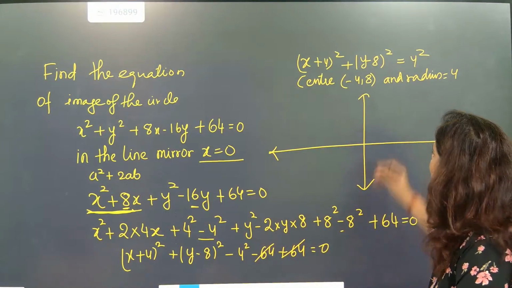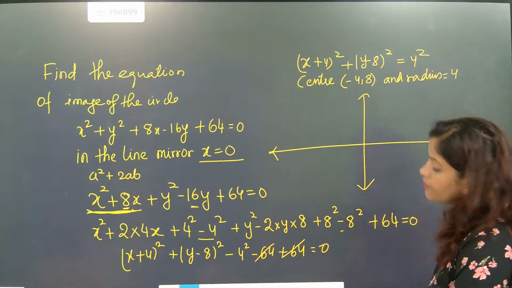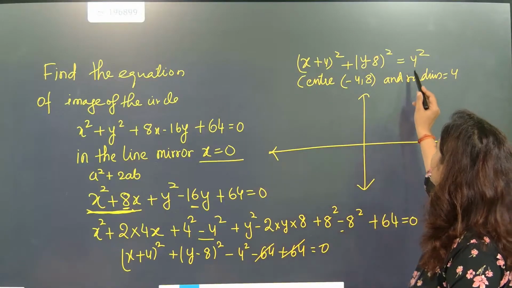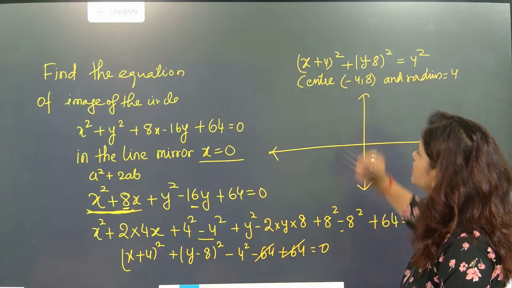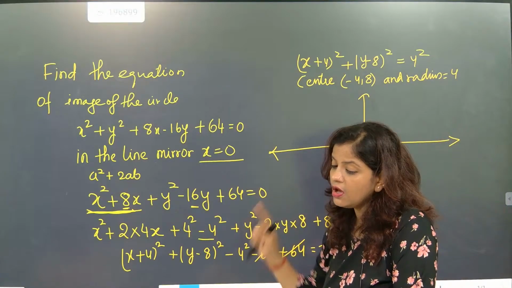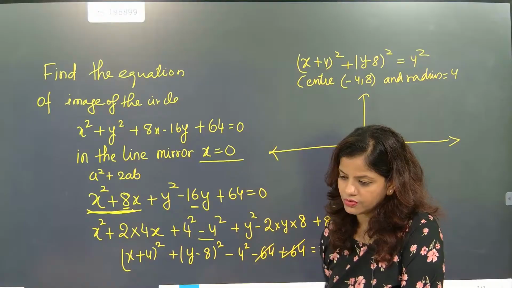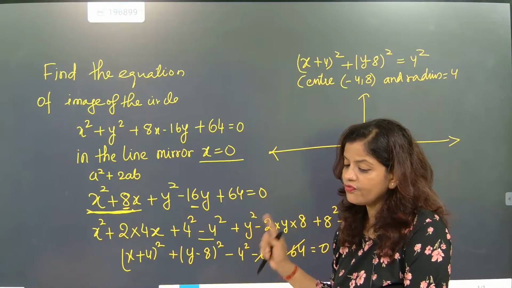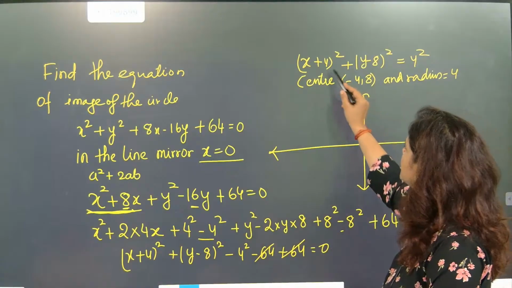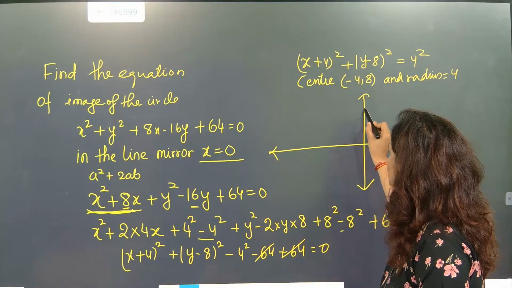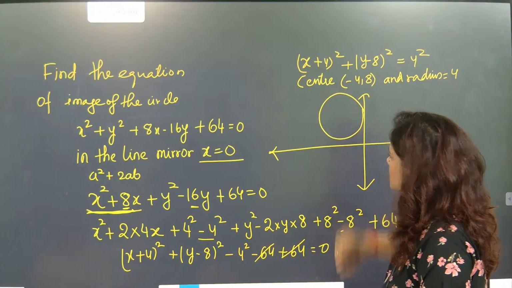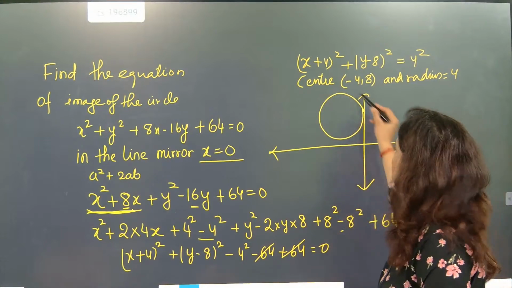Got it? So if the y axis is acting as a mirror for us, another important point is that they told the center point is coming as minus 4 comma 8. But the center point can be 4 comma 8 also. We need to realize that. So 4 comma 8 will become the center point. How? Because this center point is minus 4 comma 8. So this is our original circle. The original circle is like this.